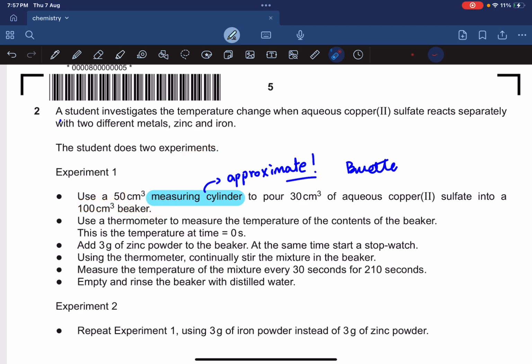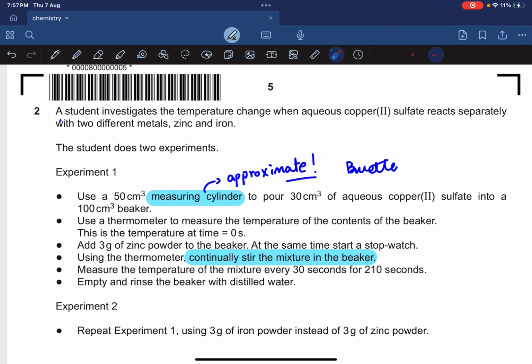Use a thermometer to measure the temperature of the contents of the beaker. This is the temperature at time 0 seconds. Add 3 grams of zinc powder to the beaker and at the same time start the stopwatch. Using the thermometer, continually stir the mixture in the beaker. Why are they asking you to stir the mixture? So that the contents or the heat is equally distributed.